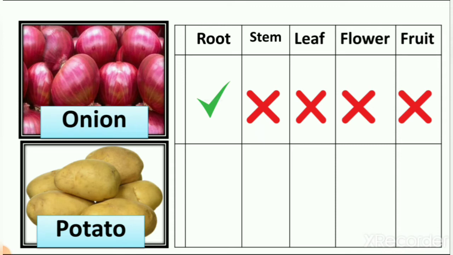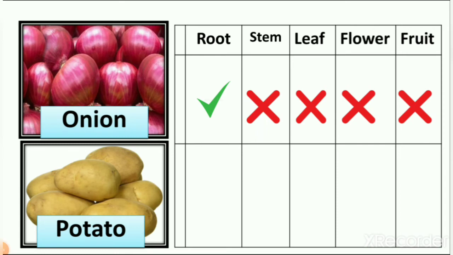So when we learn about potato, that potato is which part of the plant? Let's see. So first is root. Is that a root of the plant? It grows underground. Yes or no? Yes, it grows underground.